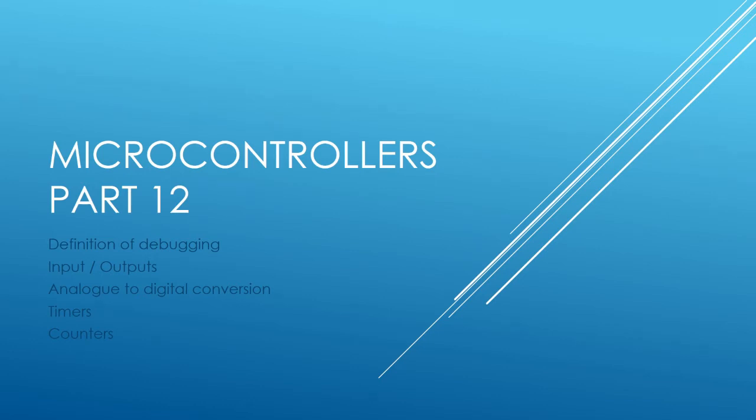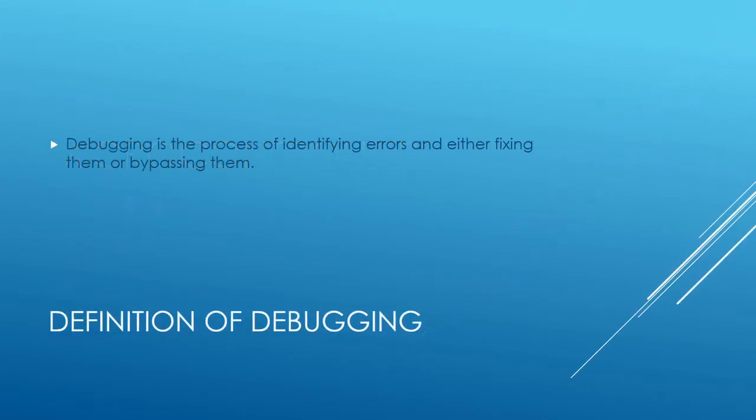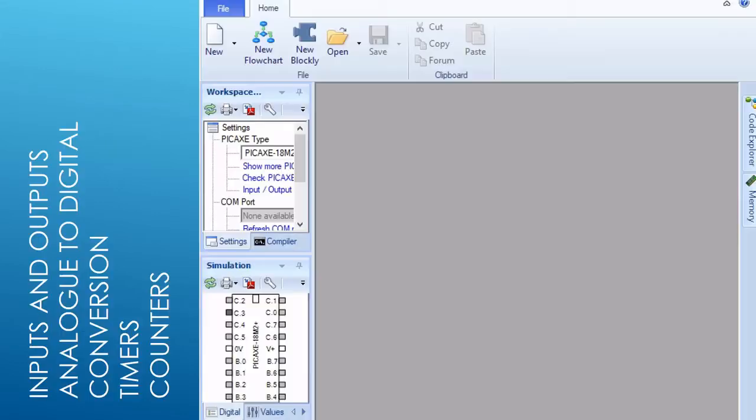Microcontrollers, part 12: definition of debugging, input and output, analog to digital conversion, timers and counters. Debugging is the process of identifying errors and either fixing them or bypassing them altogether.